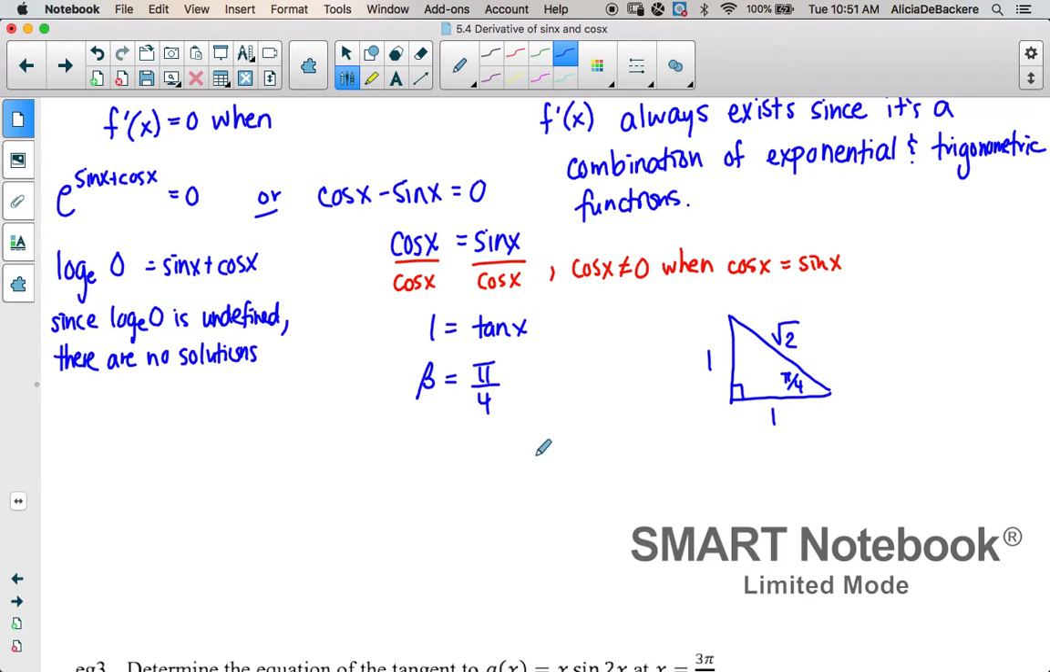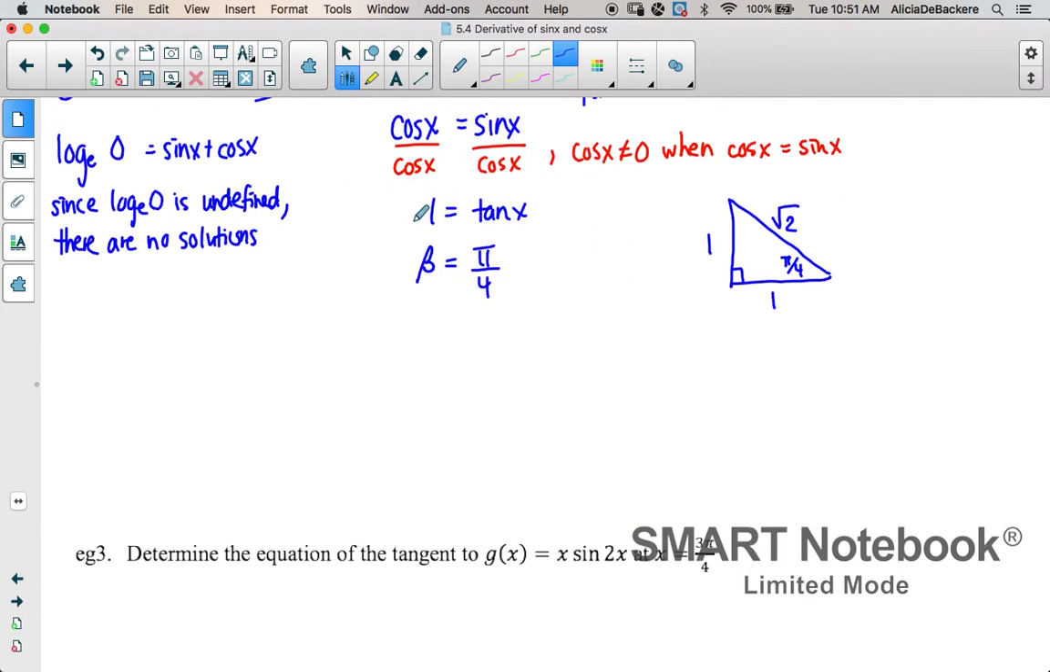Now I need to figure out what quadrant am I in if tan of x is equal to positive 1. So because it's positive 1, I know that I'm either in the A quadrant or the T quadrant, and my beta, my pi by 4, is between the terminal arm and the x-axis.